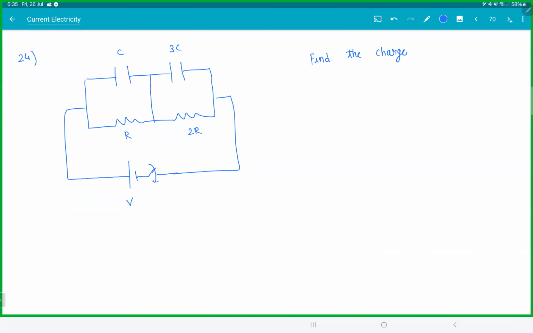Find the charges on the capacitor at T0 and T infinity. Not the charges, wait. Find the capacitor at T infinity. Just let me add one more resistor here. Find I at T0 and infinity.